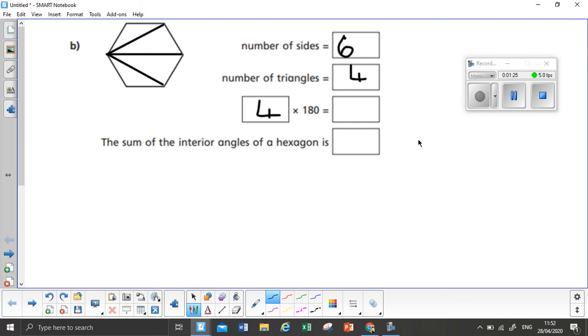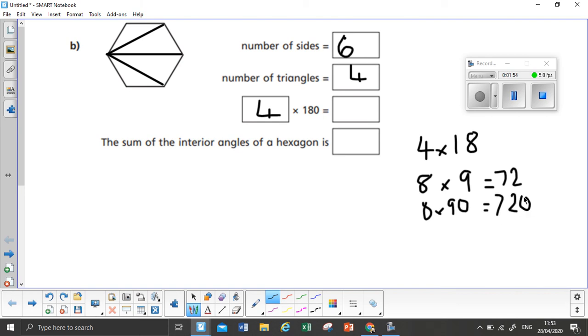A quick way to do this is 4 times 18. Remember, if you double one side, you can half the other, so it's the same as 8 times by 9. 8 times by 9 is 72. So 8 times by 90, because we had 180 not 18, equals 720. So that equals 720.